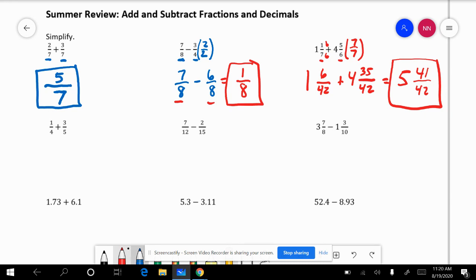Looking at our next one, our common denominator is going to be 20. So we're going to multiply the first one by 5. And we're going to multiply the second one by 4. And then when we add them up, remember the denominator stays the same. And when we add our numerators, 5 plus 12 is 17.